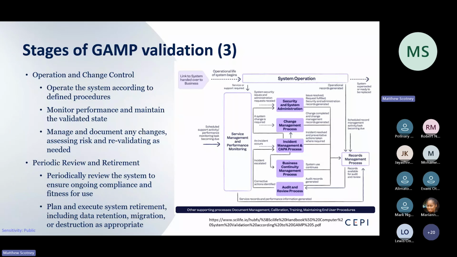The other thing in terms of the validation, it doesn't stop there. So we talked about once it was implemented, you need to look at the ongoing control of that document. And what you've got on the right-hand side here is some of the SOPs, some of the procedures that you might need, some of the systems that you might need to have in place. Things like security administration, things like change management, which we talked about.